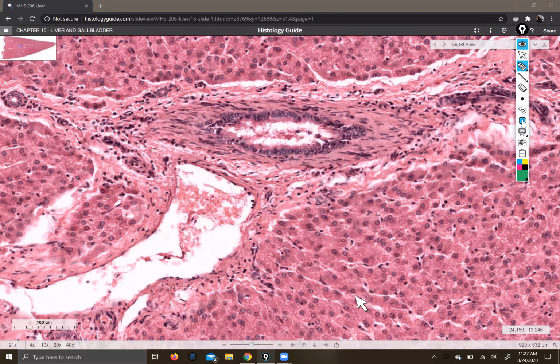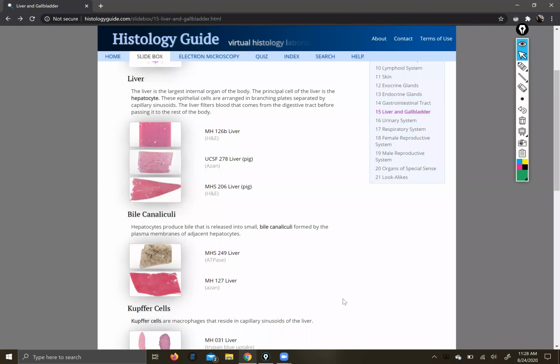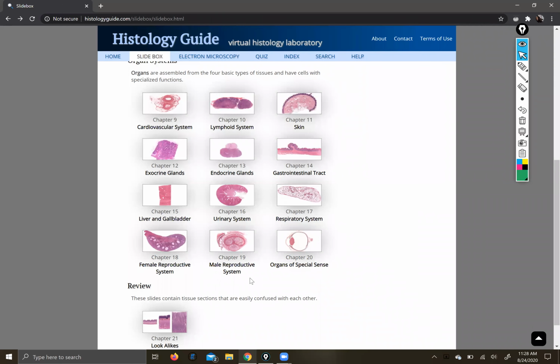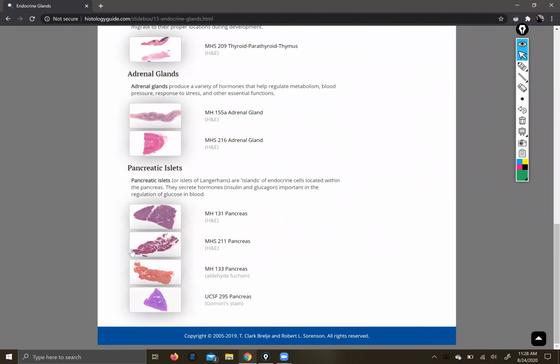Okay, so let's go over to a very, very quick review of pancreas, and then we'll do a little bit of salivary gland stuff, and then I'll be done with the presentation. Okay. I think it is under endocrine as well as, yeah, here we go.